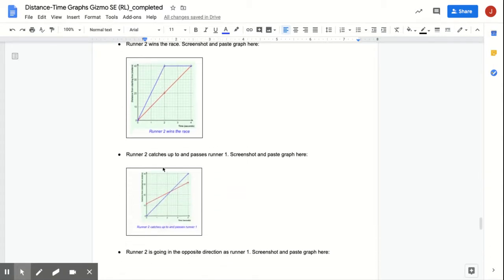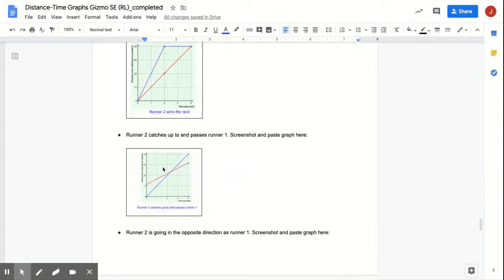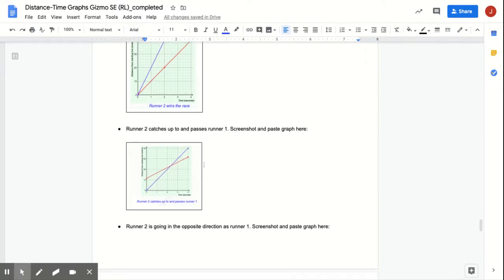Runner 2 catches up and passes runner 1. So see how these two lines intersect. Runner 1 is red, and it's kind of just going at a consistent pace. Runner 2 is blue, and as you can see, it's behind runner 1. At this intersection, they're at the same distance at the same time, and then runner 2 passes runner 1.